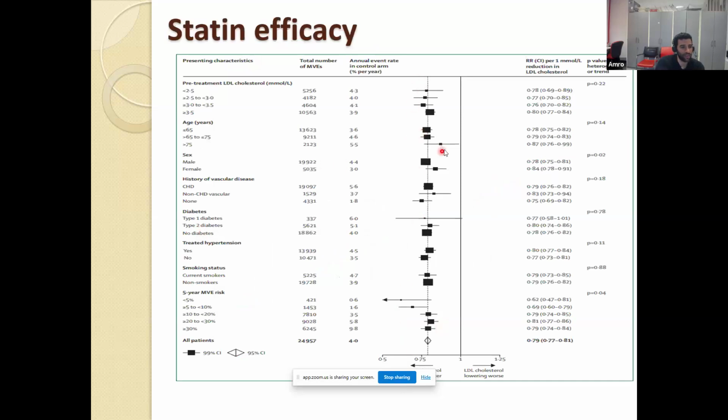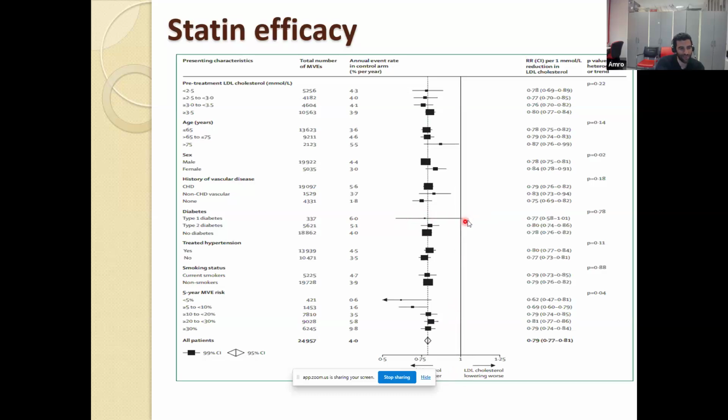I won't go through all of these, but whichever way you cut it, if your pre-treatment LDL cholesterol is low or high, if you're 65 to 75, if you're male or female, if you've had a heart attack or not, your relative risk reduction falls around 25%. That's what we said, that relative risk reduction is a constant. The only slight exception is if you've got type 1 diabetes. For some reason, it doesn't reach significance because it overlaps that line of unity of 1.